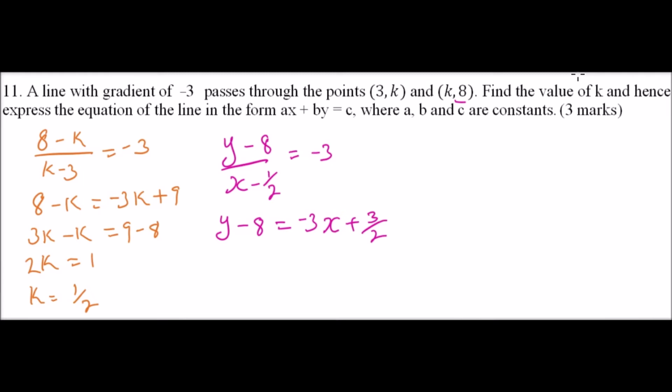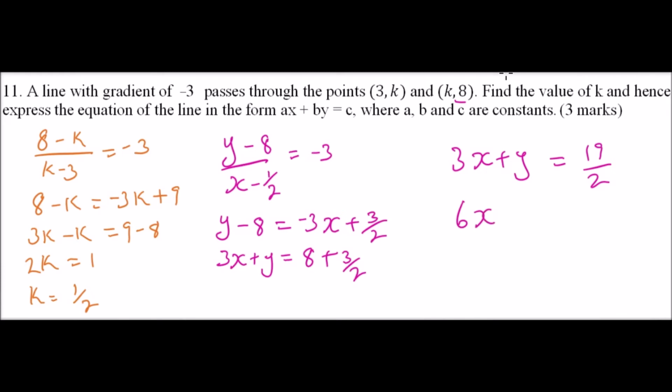So we have 3x plus 8. We take 8 to the other side. That is 3x plus y. So we take 8 to the other side. We have 8 plus 3 over 2. And now we can write, when you sum up this, then you should get 3x plus y is equal to 19 over 2. Multiply throughout by 2. So you have 6x, and this other one will be plus 2y is equal to 19.